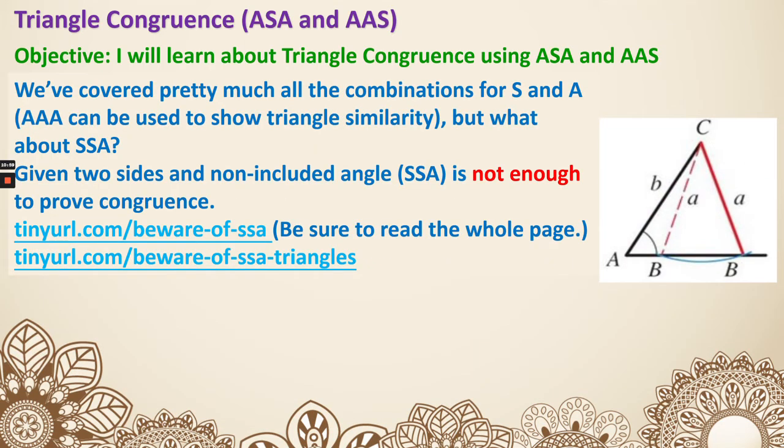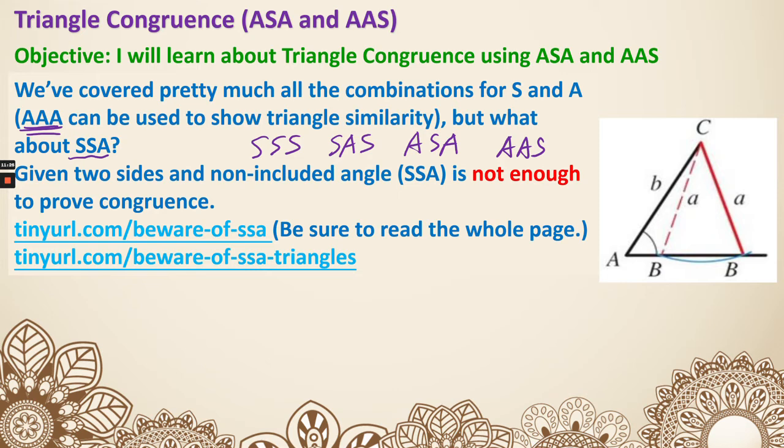So we've covered pretty much all the combinations for the S and A. AAA can be used to show triangle similarity. So again, we have covered so far side, side, side. We have covered side, angle, side, angle, side, angle, angle, angle, side. And this can be used for similarity. So we just have side, side, angle. That actually does not work.